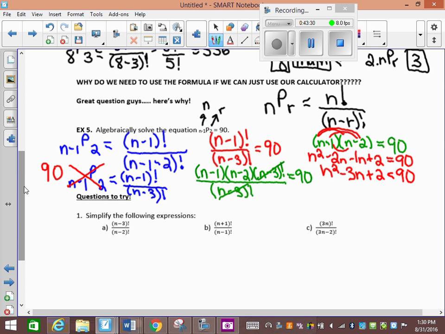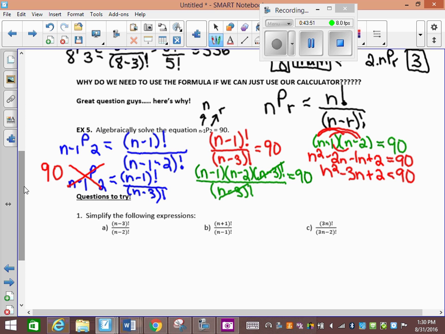So now what I find people do at this point is they try and factor this. Remember, the only way you can solve a quadratic is to move everything to one side, equal to 0. You cannot solve for any of these variables until it is equal to 0.